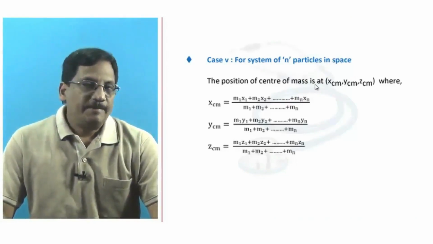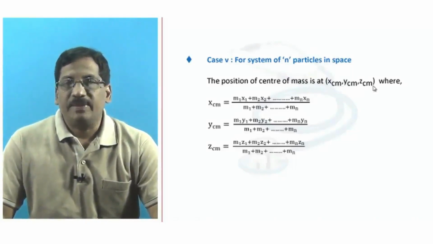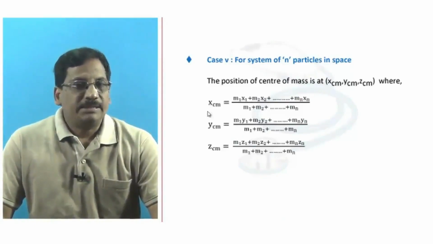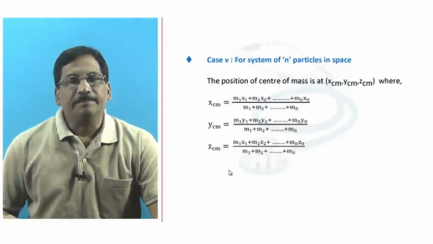Now this time the center of mass will be expressed with the three position coordinates xcm, ycm and zcm. By the same method, xcm is sigma mi xi where i equal to 1 to n, divided by sigma mi, i equal to 1 to n. And similarly you can practice for ycm and zcm.